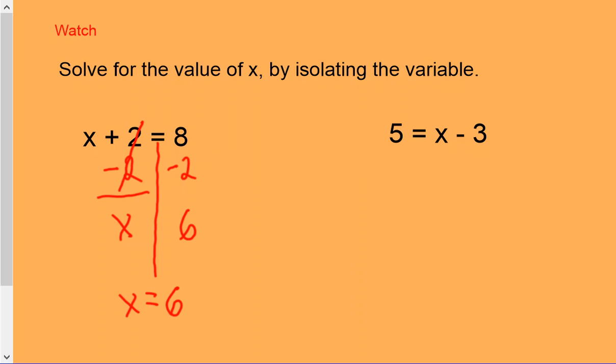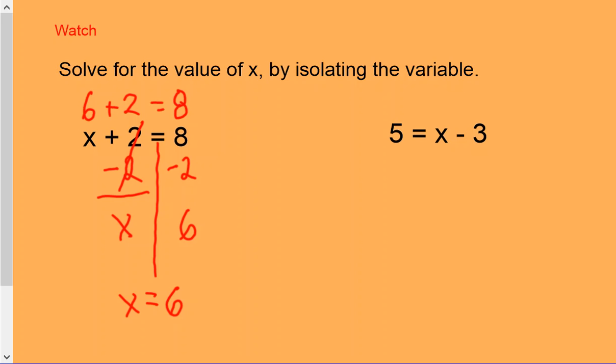And whenever we find a value for the variable, we can always check it by plugging that value in for the variable. So that would look like 6 plus 2 equals 8. And that is correct. So our value for x is accurate.